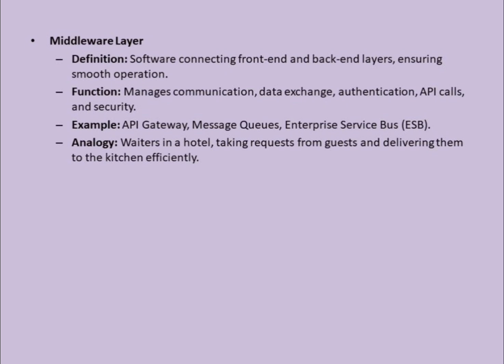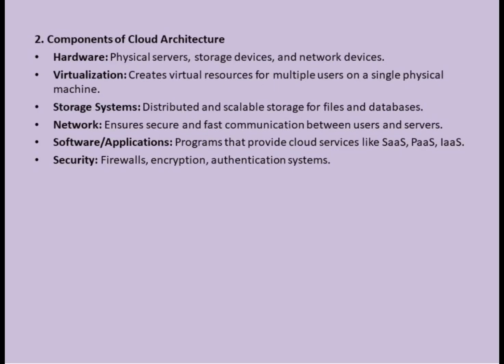efficiently and accurately. Components of cloud architecture. Cloud architecture is made up of several essential components that work together to deliver reliable, scalable, and efficient cloud services. Each component plays a specific role in ensuring seamless performance, security, and accessibility of resources. 1. Hardware. This includes the physical infrastructure such as servers, storage devices, and networking equipment. These form the foundation of the cloud, hosting virtual machines, applications, and databases that users access remotely.